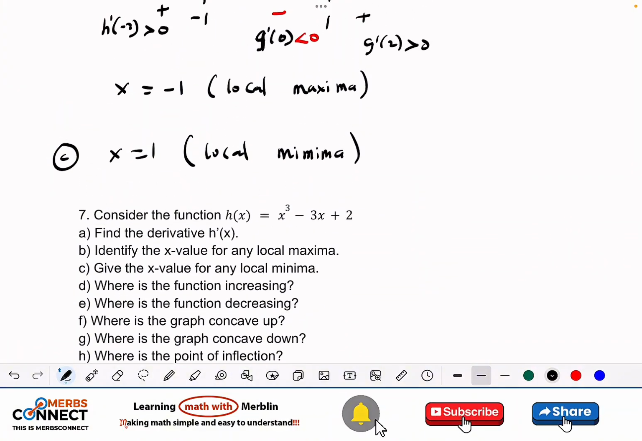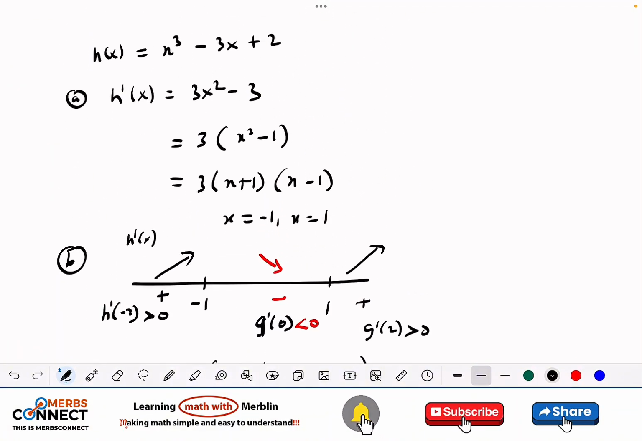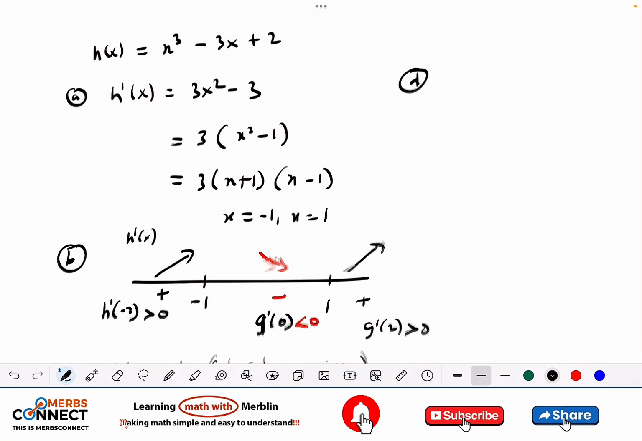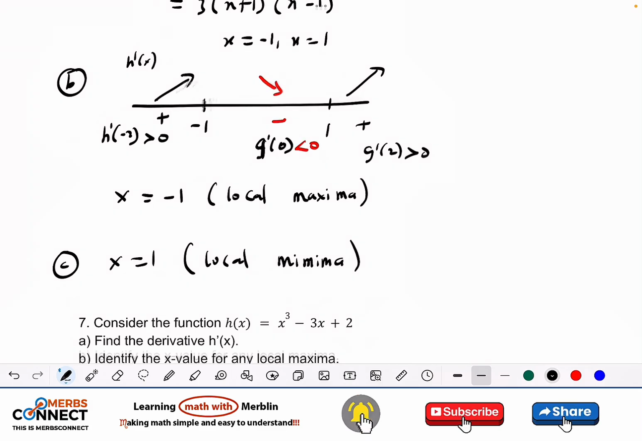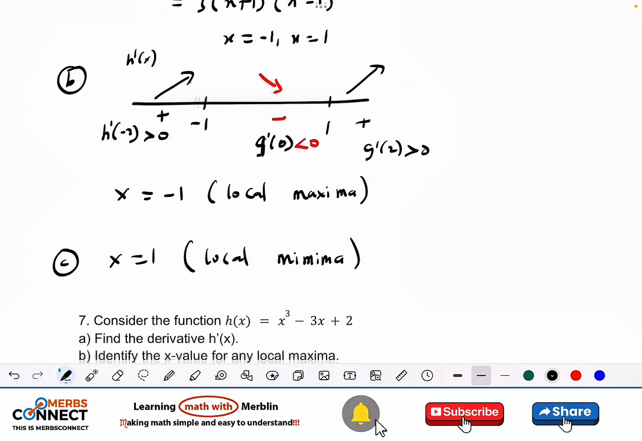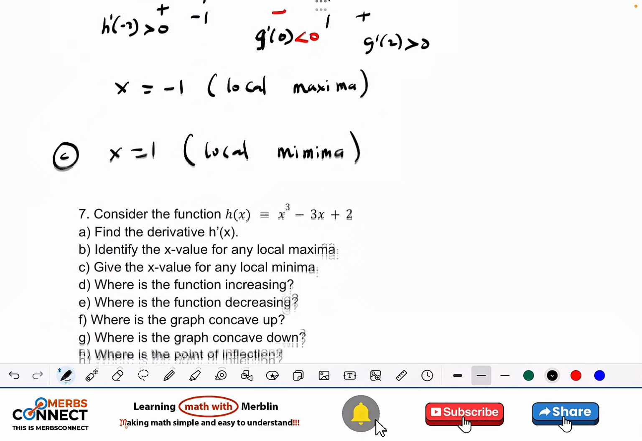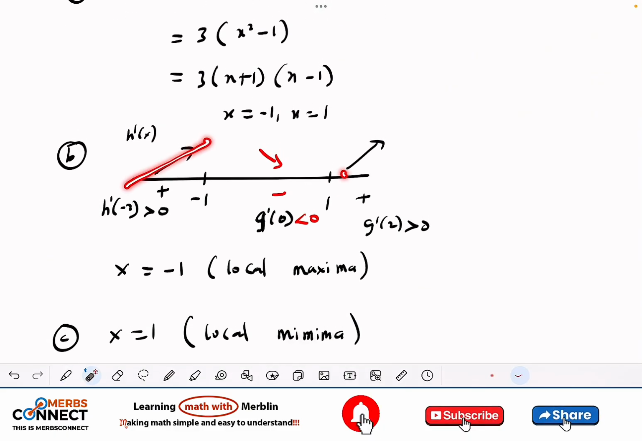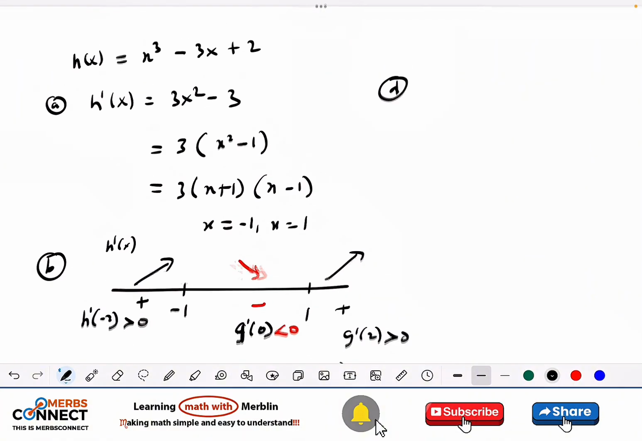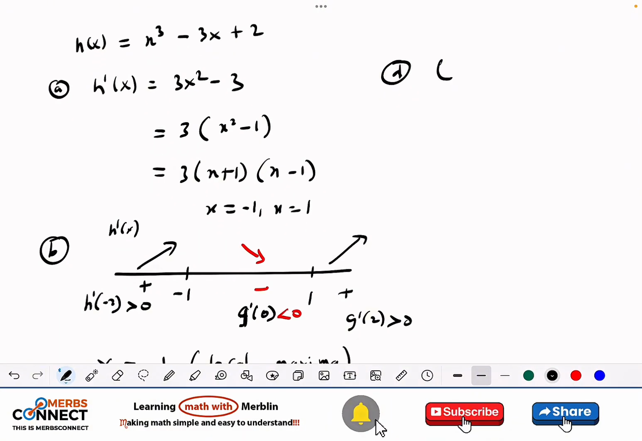Good. Now let's look at D. D is interesting. D, we just need the increasing, and the E, we need the decreasing. So you see that with this sign chart, I can do a whole lot with this sign chart. I'm going to use the same sign chart to talk about the increasing interval. So which one is increasing? Increasing here, increasing here. So what will be the increasing interval here? It's going to be from negative infinity up to negative 1, comma, and then from 1 to positive infinity.